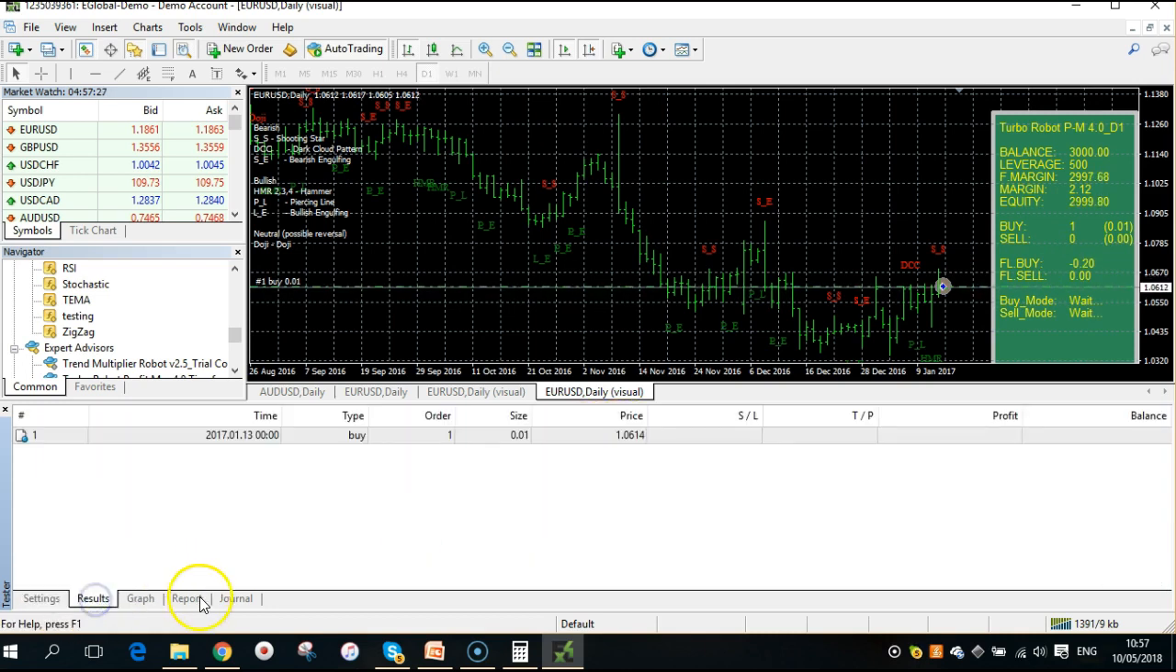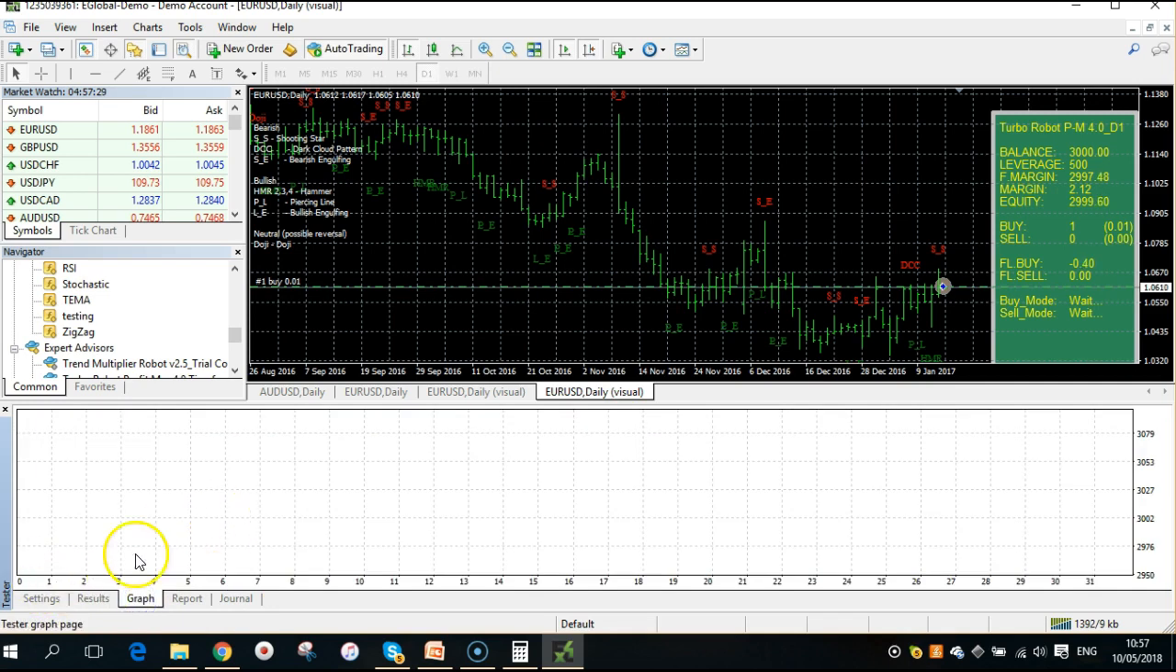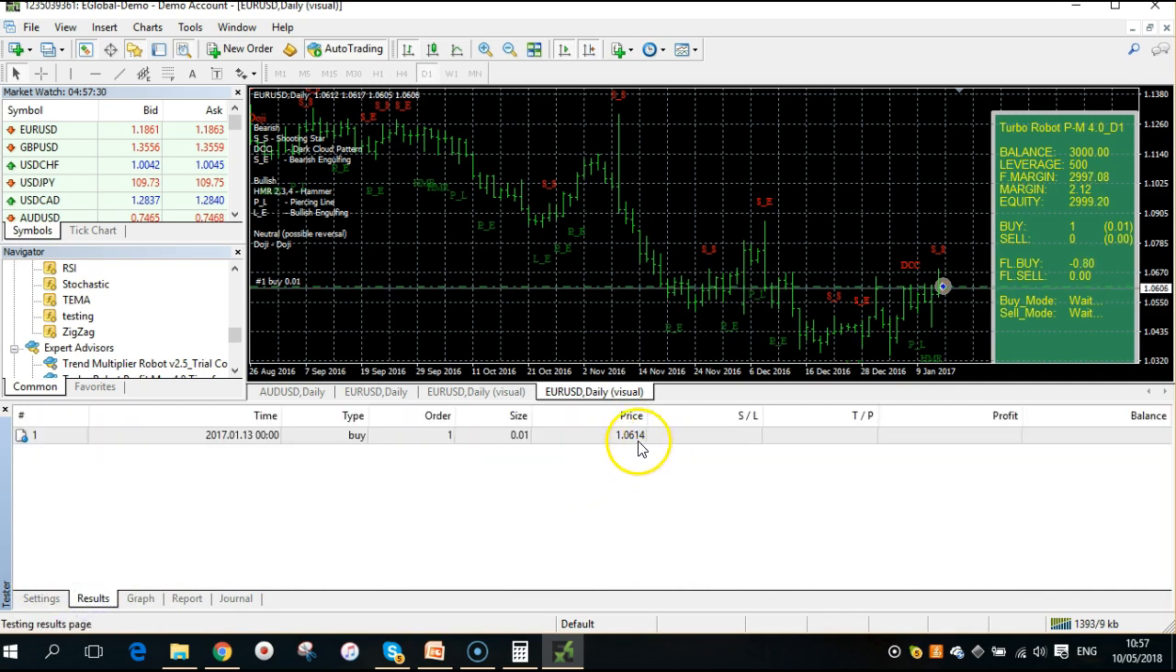You can see that based on your result. Then you can see the graph later on. All right, so it starts opening here, then we will see whether this trade is winning or not. If this trade hits 10 pips, then it will take the price. All right, so we will wait for it to see whether it will close.